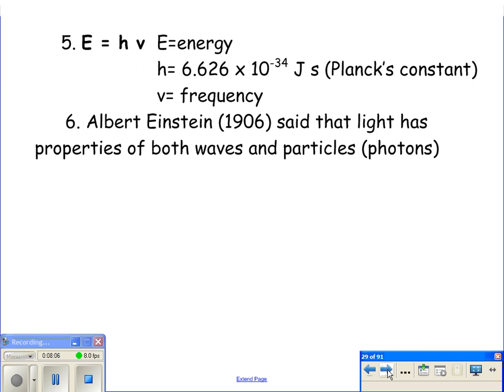Albert Einstein was also working with this, and since he was working with it as with light, he called it a photon versus just calling it a quantum amount of energy. So a photon is a quantum amount of light energy.